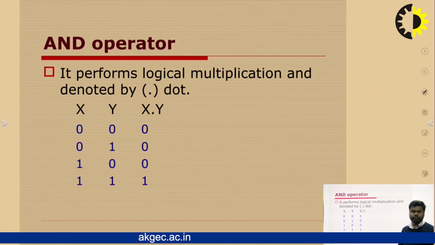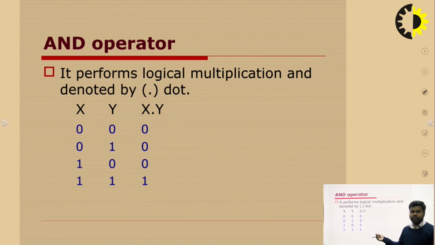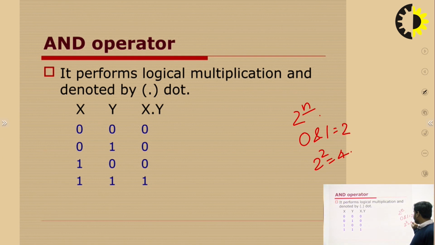First we are discussing the and operation. The and operation performs the logical operation, and we can write it as multiplication, or denote it with a dot. Here I am going to tell you how to define the elements. The formula is 2 to the power n. We take elements 0 and 1, so there are two elements. So 2 to the power 2 equals 4, and we have to take 4 rows.